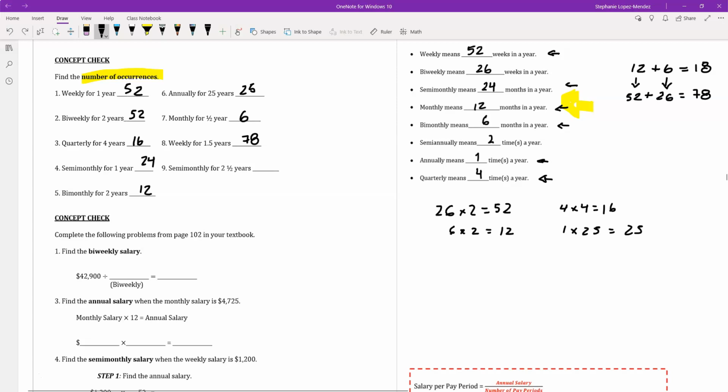Number 9 says semi-monthly for 2.5 years. So I know that in 1 year, I get paid 24 times. So in 2 years, right, I will have to multiply 24 times 2, which gives me 48. And also add half of a year. That means 12 pay periods, right? So then I get 60. And my answer is now 60.